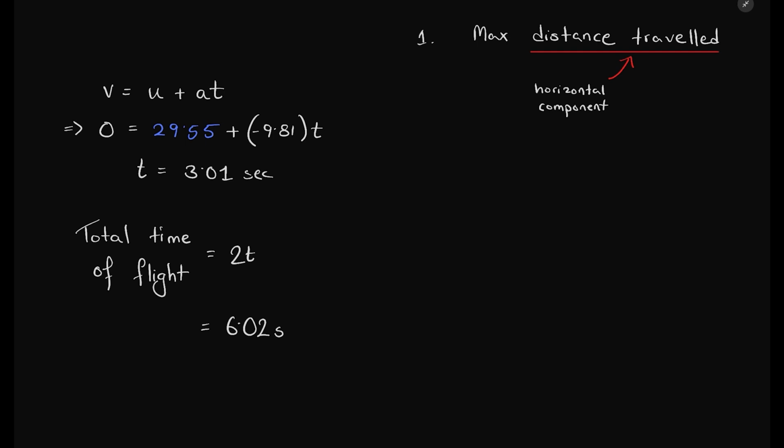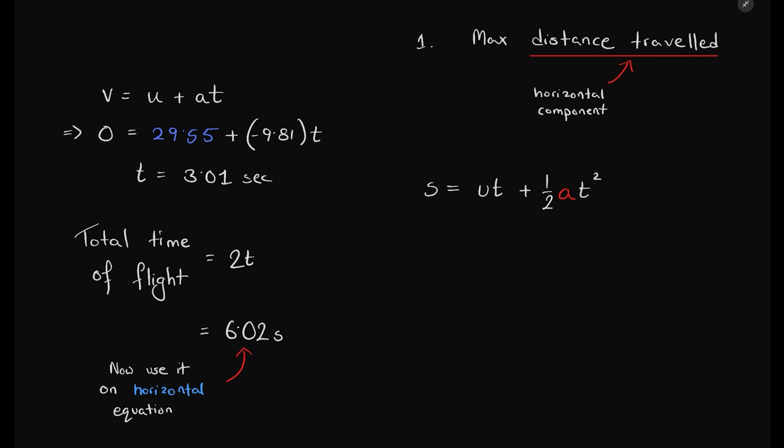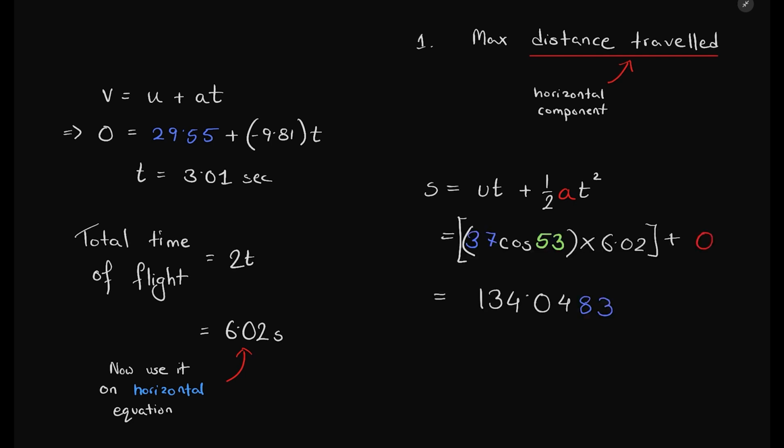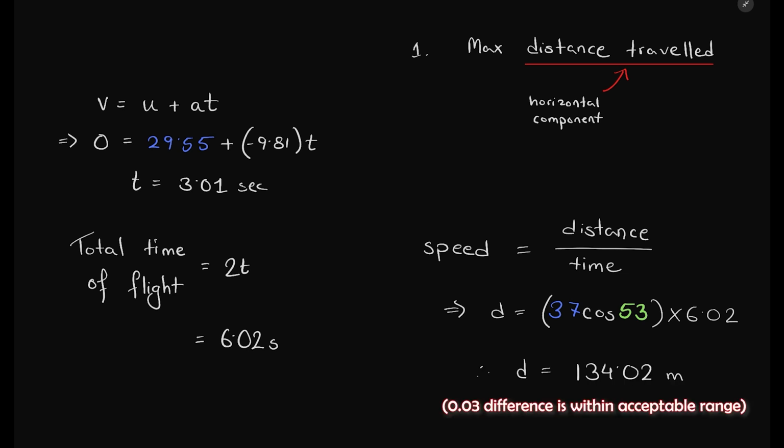Now we can use this in the horizontal equation. Here you can see the horizontal acceleration is 0, as gravity does not affect the horizontal direction. So using the values we find that the distance is 134.05 meters. We can also use the easier formula to prove that our answer is correct. Let's use the formula speed equals distance by time. See, the answer is the same.